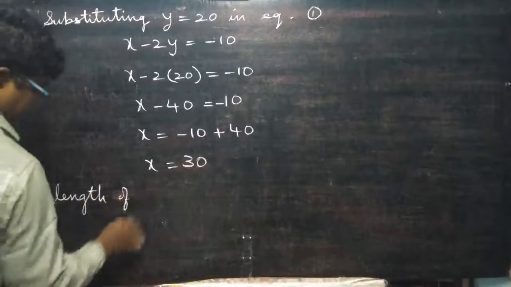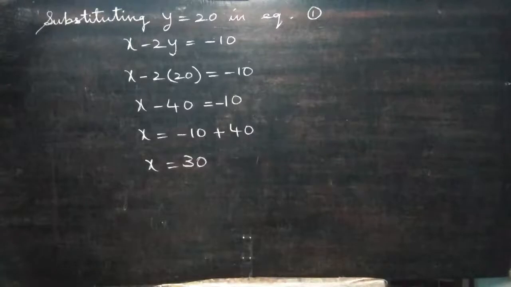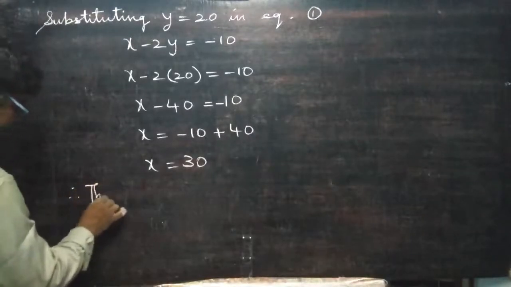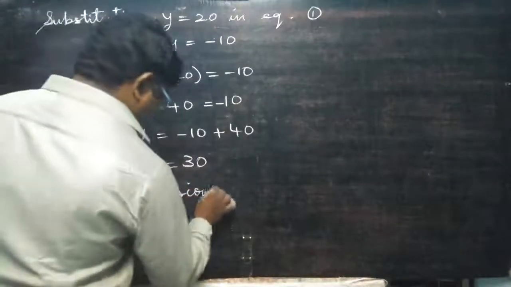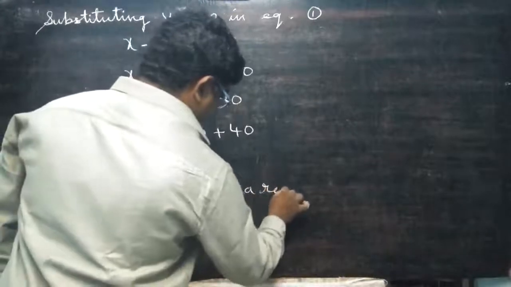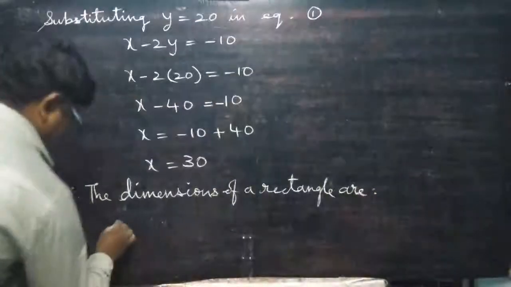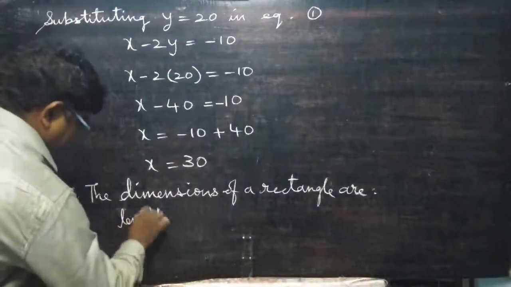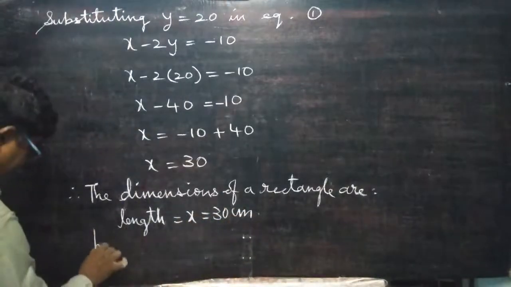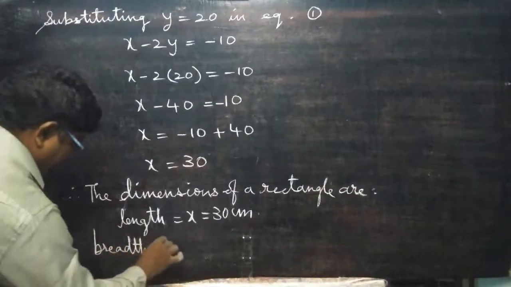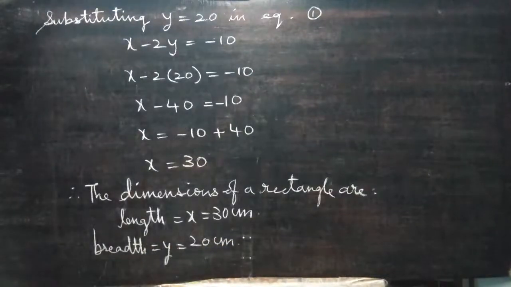Therefore, the dimensions of the rectangle are. They told us to find the dimensions. Now we got them. Therefore the dimensions of a rectangle are: length, which we thought as x, 30 centimeters. Now breadth, which we thought as y, 20 centimeters. These are the dimensions of the given rectangle.